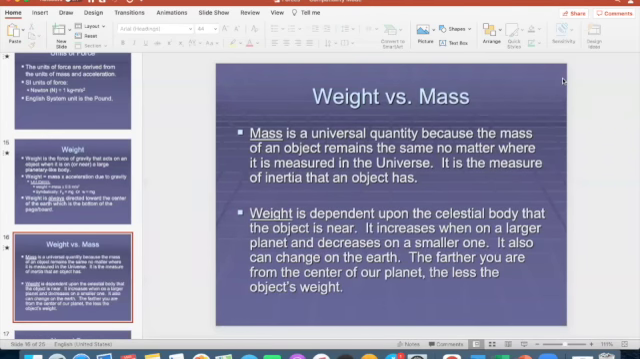All right, so we also have talked about weight versus mass. Your mass is the amount of matter inside of an object. And then your weight is the mass times the effect of gravity. So whatever your mass is, you multiply that times 9.8 meters per second squared. So know the difference between mass and weight. Mass is the amount of matter in an object. Weight is mass times the effect of gravity.